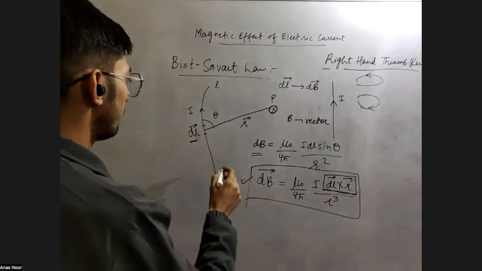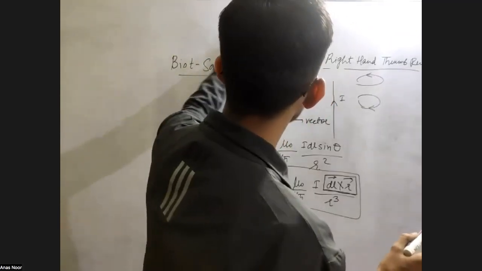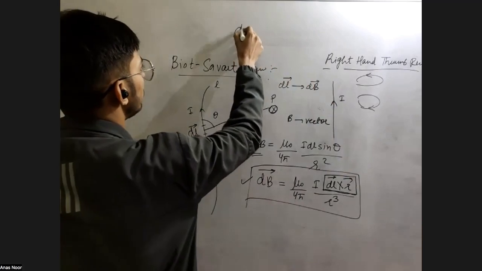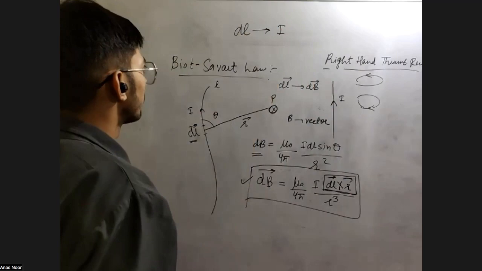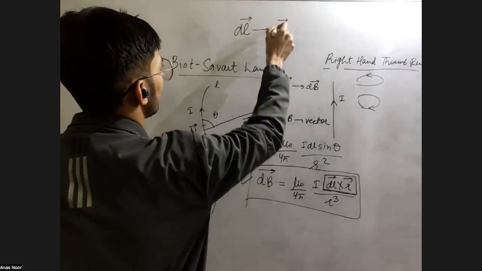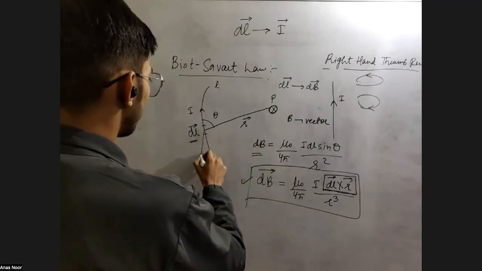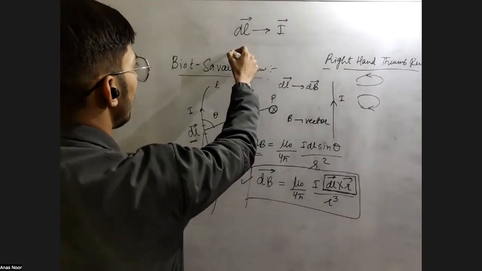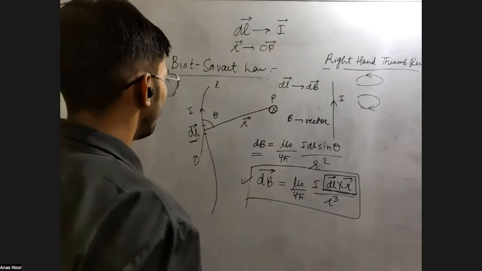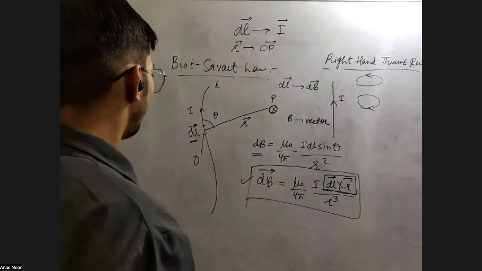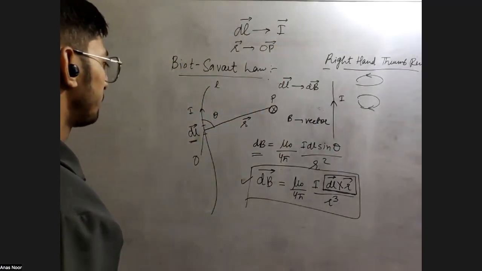dl cross r means, see, this dl is in the direction of I. Remember, this dl is in the direction of current. And this r is from, let's say this point is O, so r is from O to P. So dl cross r, how would you find dl cross r?